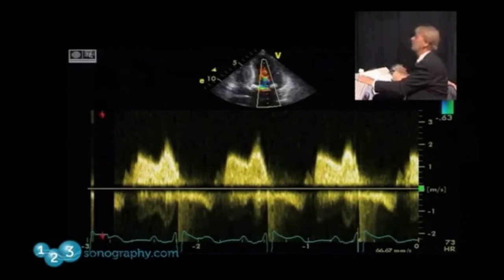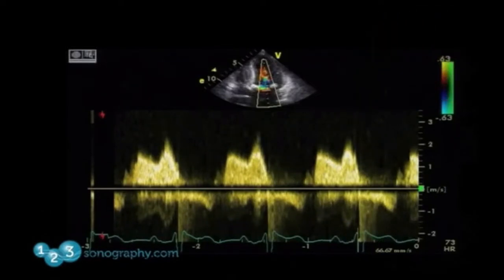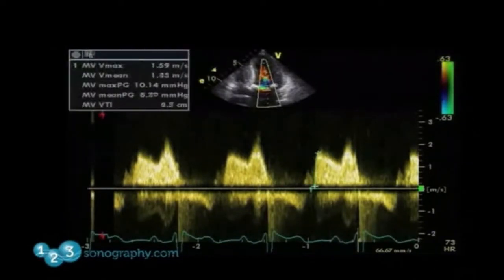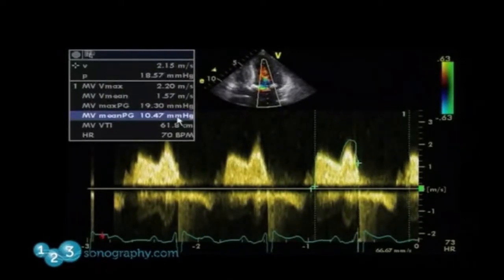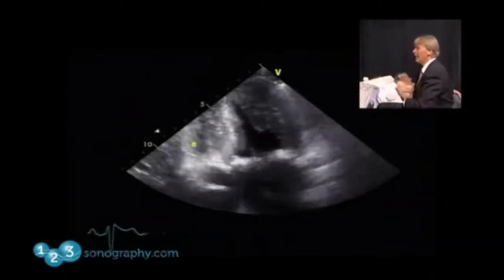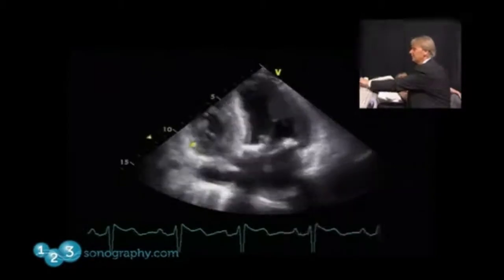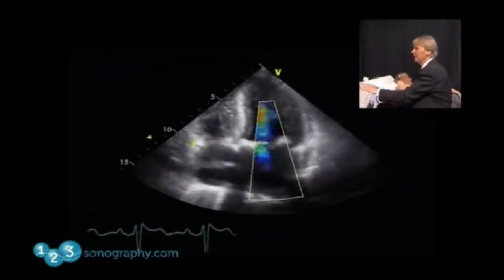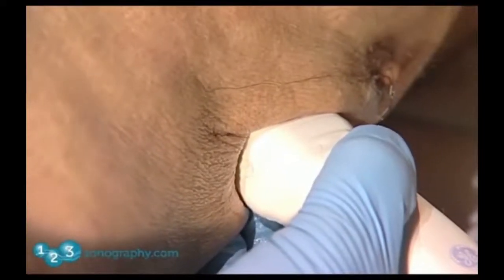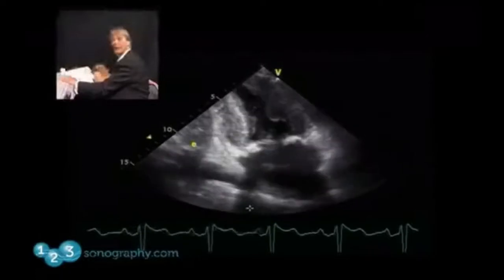And I can do that by doing planimetry of the mitral valve inflow. Okay, so we have a mean gradient of 10 millimeters mercury, which is elevated. So the patient does have some degree of mitral stenosis for sure. So we come back to the 2D image. Look at the color again. We do see the aliasing here. We can see the calcification of the annulus. We see shadowing of the annulus.